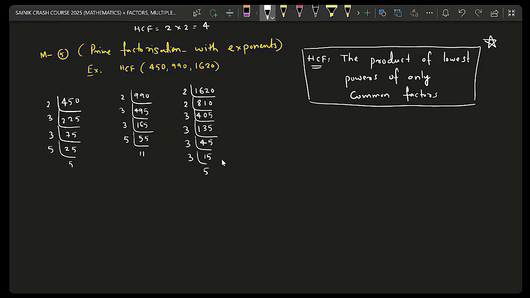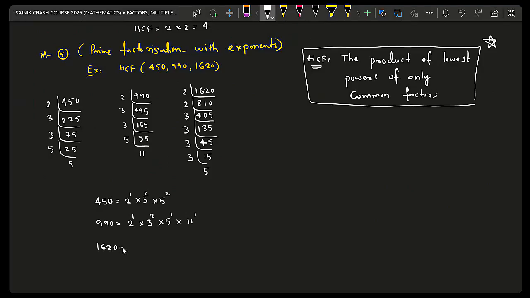So let's write the prime factorization using exponents. For 450, how can we write? 2 repeated once, 3 repeated twice, 5 repeated twice. That means 2 to the power 1 into 3 square into 5 square. 990, how can you write the prime factorization? 2 repeated once, 3 repeated twice, 5 repeated once, 11 repeated once.